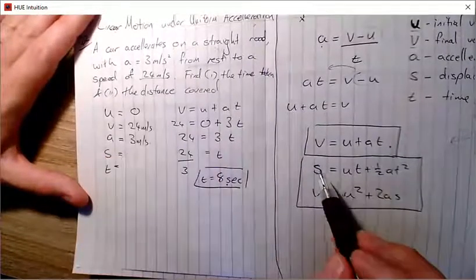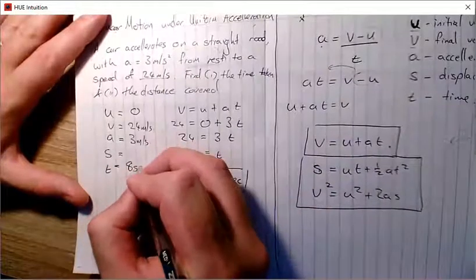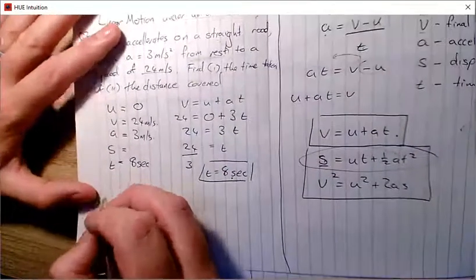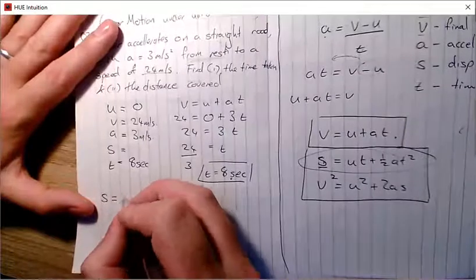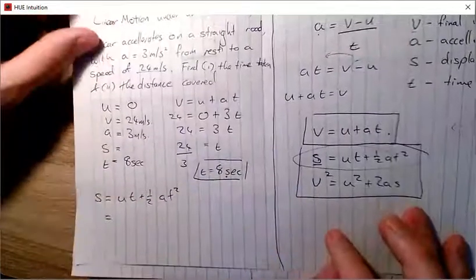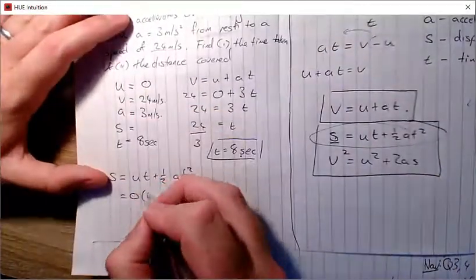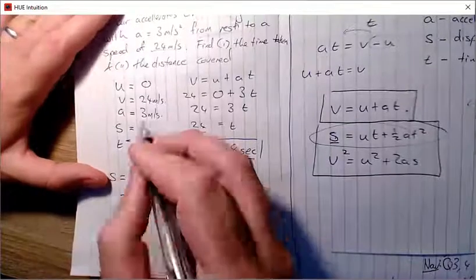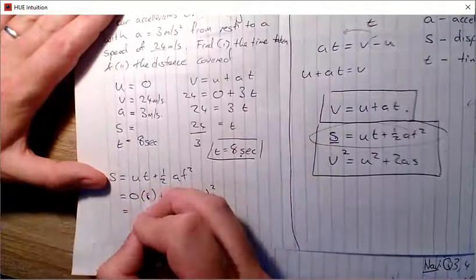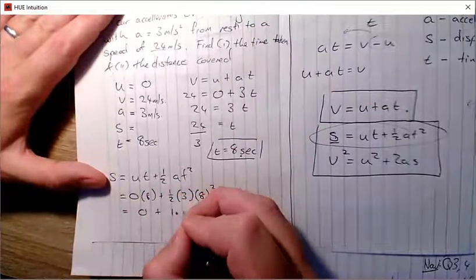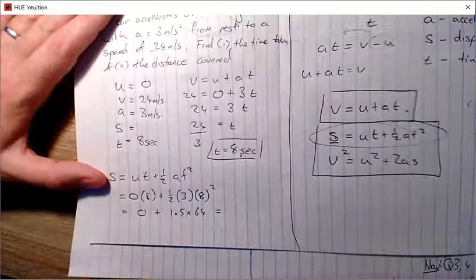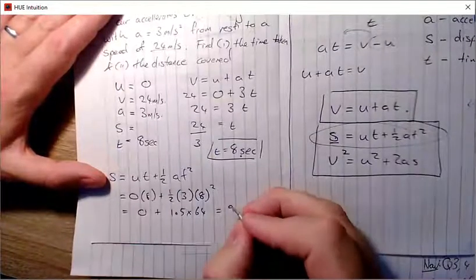The distance covered, well, now that I know that's 8 seconds, I can pick any equation I want. So distance covered, I'll just use this one here. That's displacement that they're asking after. So s equals ut plus a half at squared. That is going to be 0 multiplied by 8 plus a half of 3, our acceleration, and our time now is 8 squared. So that's 0 plus 1.5, a half of 3, multiplied by 8 squared is 64. And what's that going to be? 96 meters.